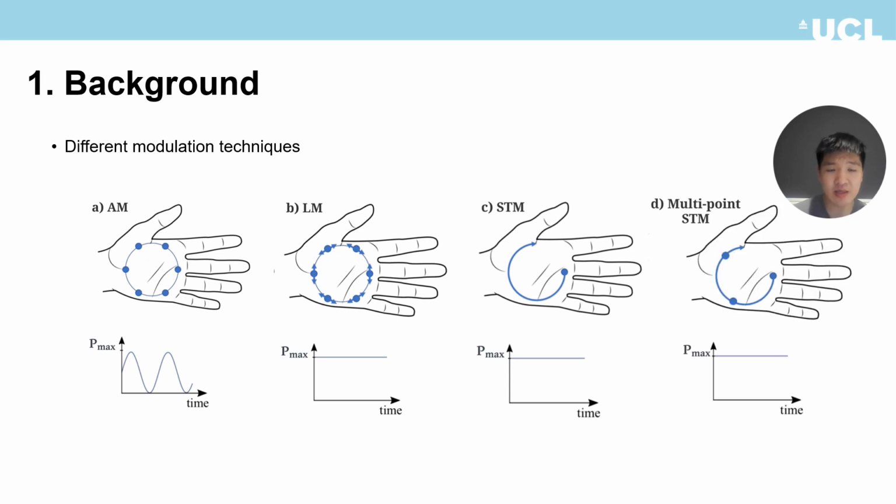Multi-point spatiotemporal modulation has recently been proposed as an alternative to single-point spatiotemporal modulation. It creates haptic sensation with multiple focal points, with optimal use of power and also the potential of introducing more complicated shapes with multiple focal points.